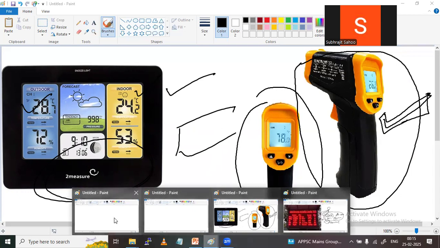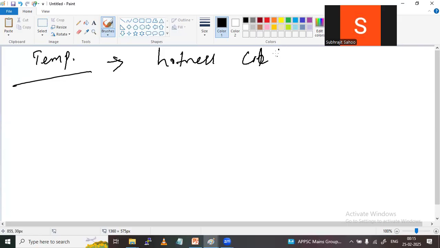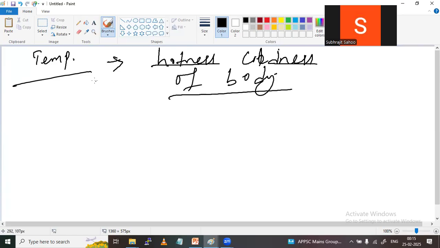Now coming to the topic, what are we going to study in temperature measurement? First of all, what is temperature? If you ask anybody, a simple answer will come: it is the hotness and coldness of a body. Sir, what are the units? Generally we use degree Celsius or Kelvin, and the thermometers you use show degree Fahrenheit.